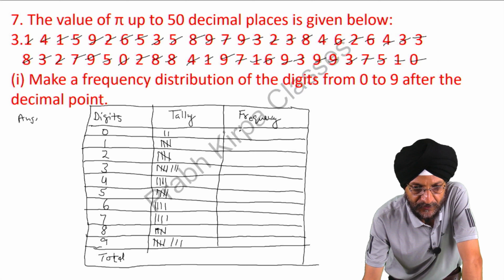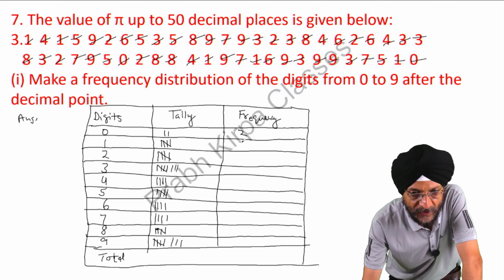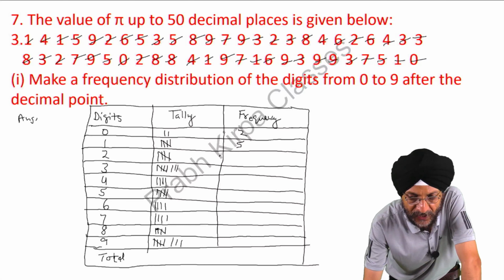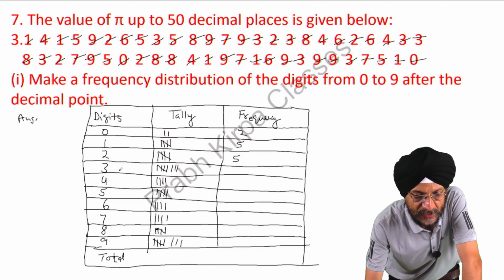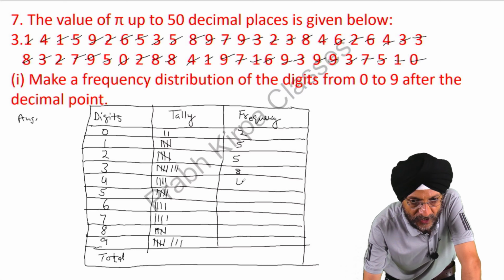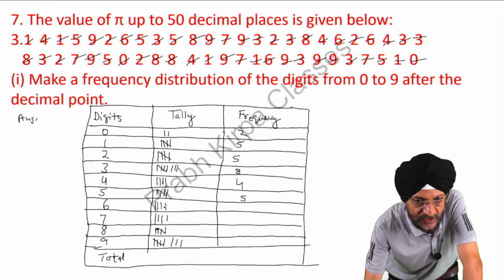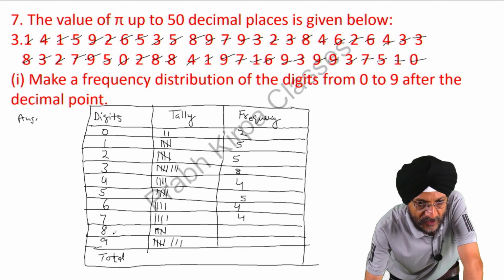This is 2. Digit 1 appeared 5 times. Digit 2 appeared 5 times. Digit 3 appeared 5 plus 3, 8 times. Digit 4 appeared 4 times. Digit 5 appeared 5 times. Digit 6 appeared 4 times. Digit 7 appeared 4 times. Digit 8 appeared 5 times. Digit 9 appeared 8 times.